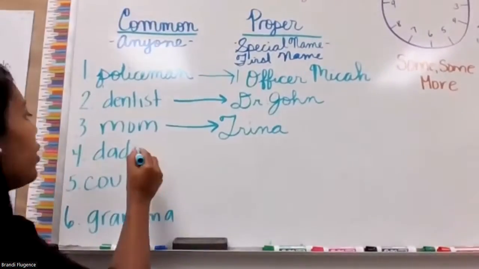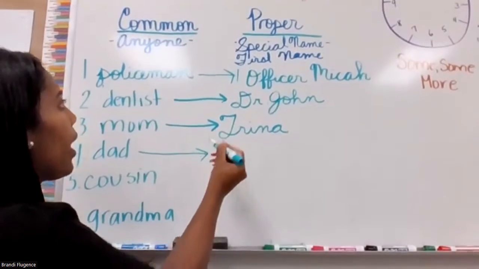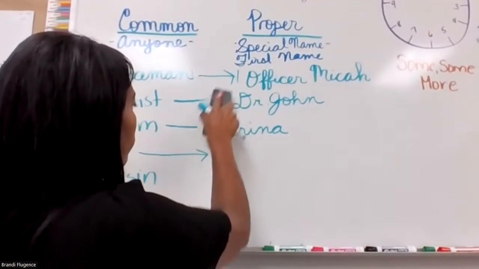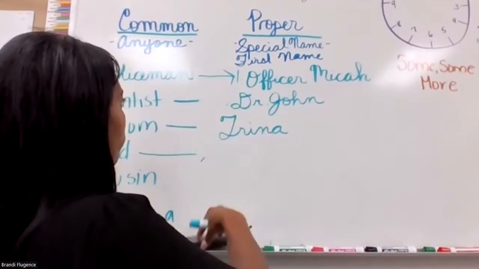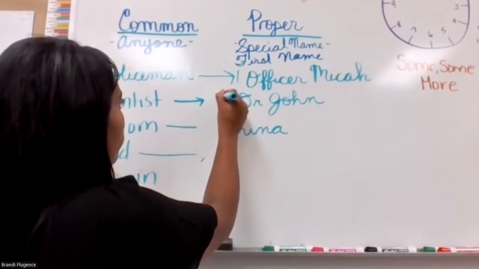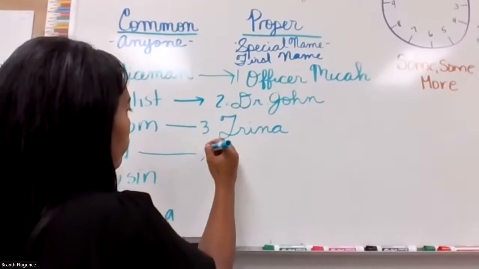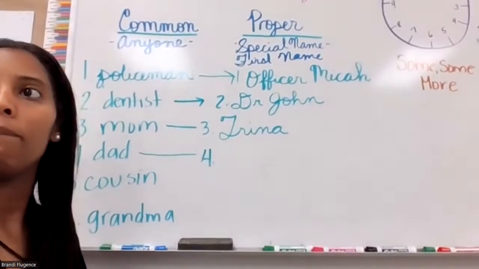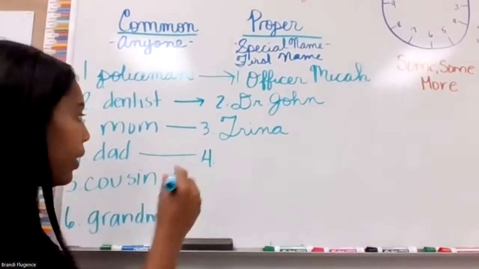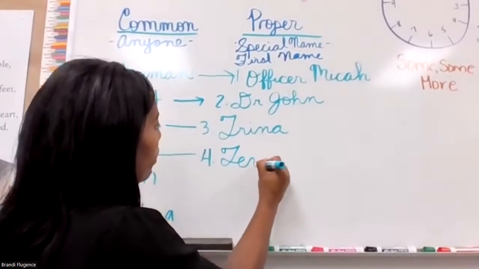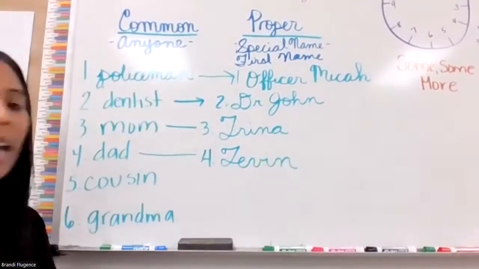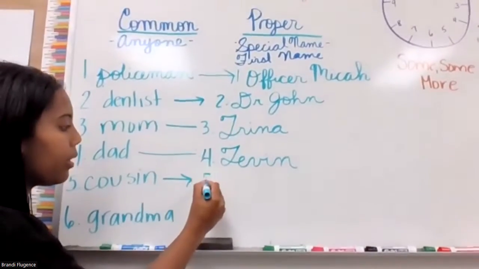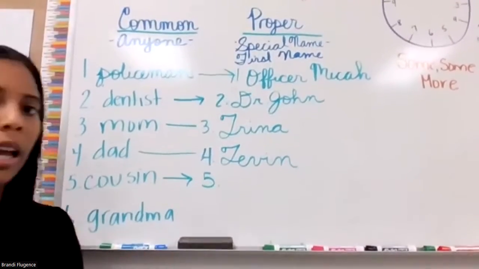So dad, let's turn dad into a proper noun. Dad, let's turn into a proper noun. Tevin, yeah, your name after your dad. So Tevin, yes, we gave dad an actual name. Now we know who we're talking about. Cousin, let's do cousin. Let's give her an actual name.